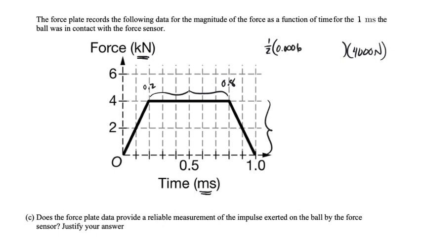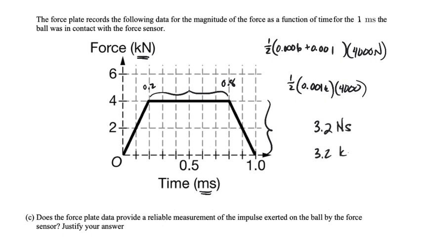0.6 milliseconds is 0.0006 seconds. And the bottom one is 1 millisecond, which is 0.001 seconds. There we go. So 1/2 times 0.0016 times 4,000. And I believe that comes out to be 3.2 newton seconds, or 3.2 kilogram meters per second.